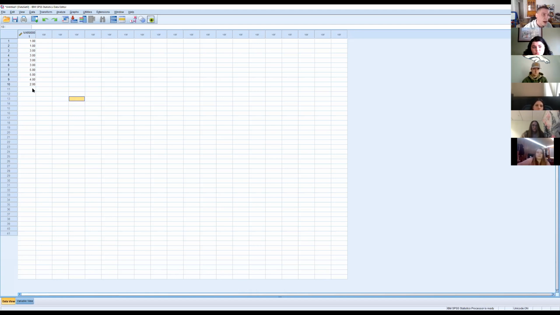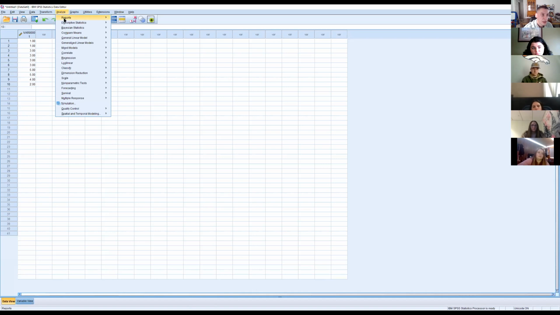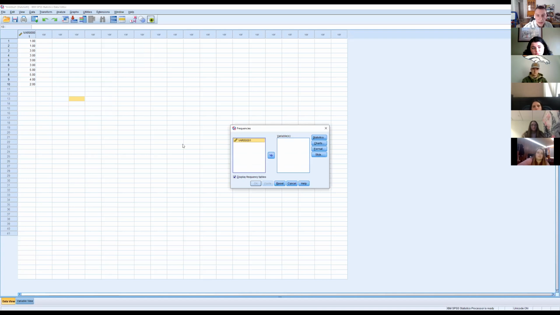Okay, so here are our values. What we want to do is report on the mean, median, mode, and standard deviation for these. After you've punched this in, you don't need to mess around with labeling. Just go to Analyze, Descriptive Statistics, and Frequencies. This is the variable, whatever, 0001. Go ahead and put that over there.